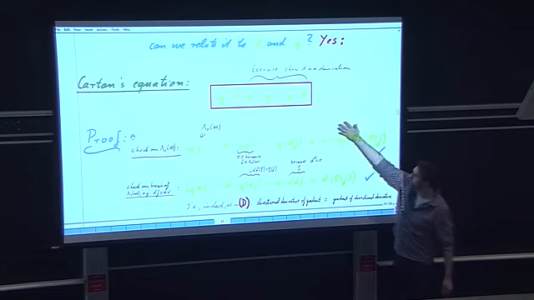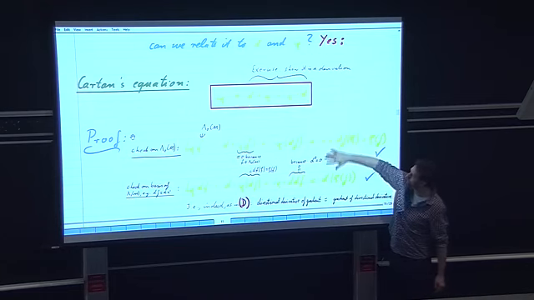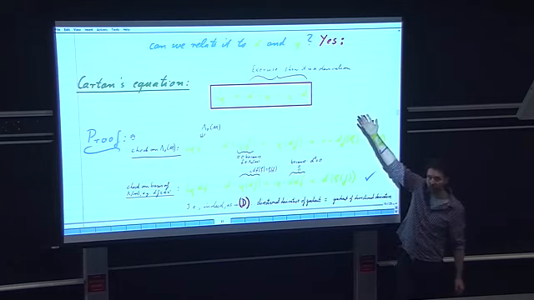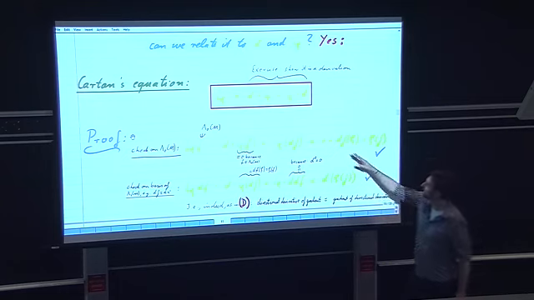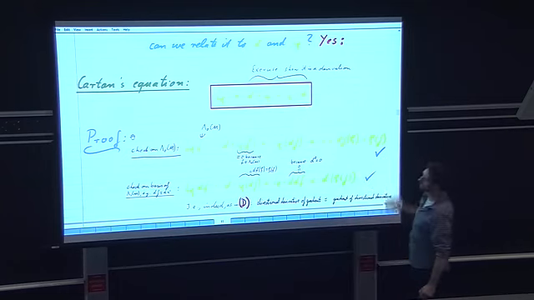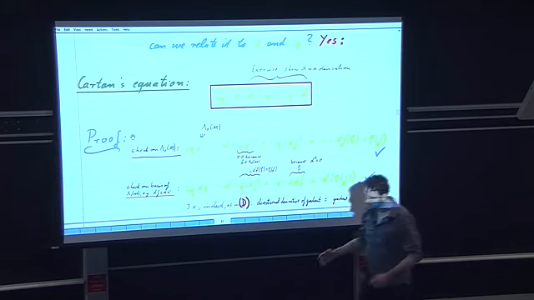And since Cartan's equation is saying the same thing for 0 forms and 1 forms as what we had earlier, that shows that it will say the same thing for all differential forms. So we have Cartan's equation.